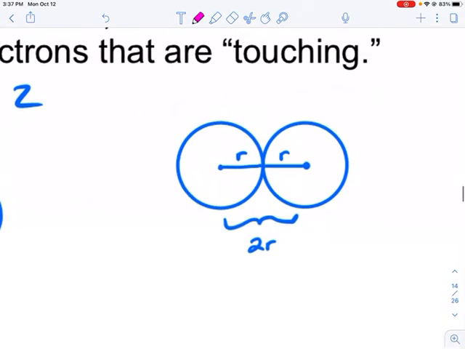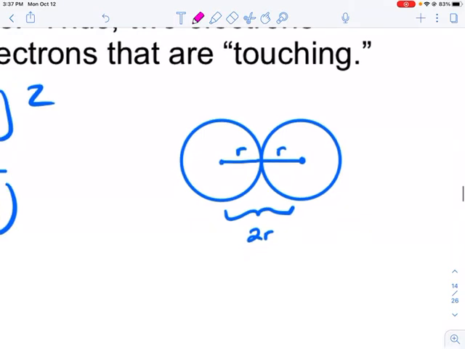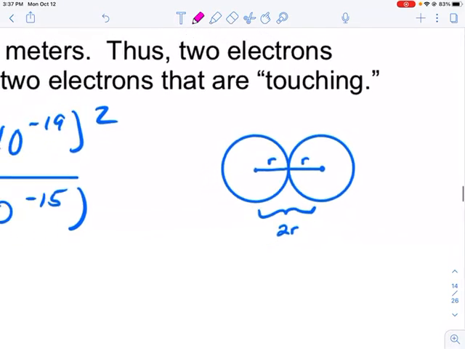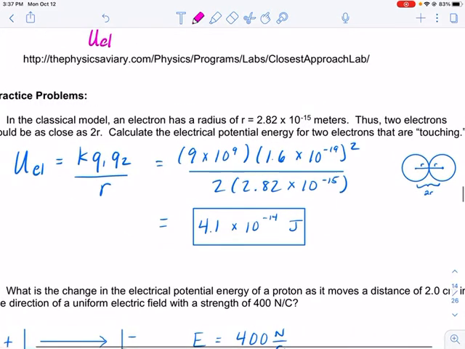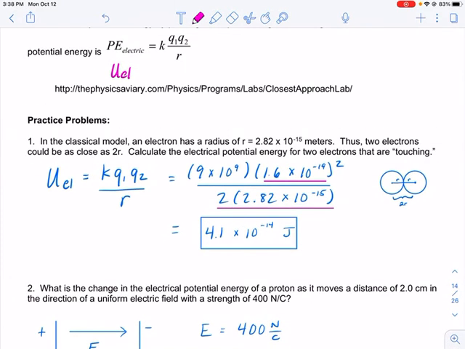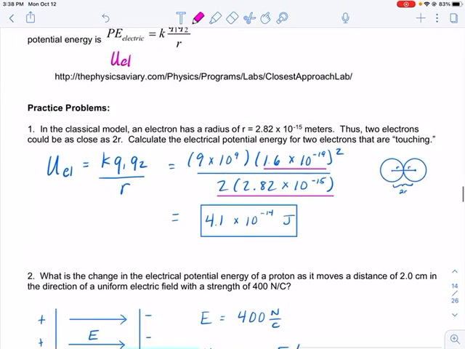So here I've drawn a picture of 2 electrons right next to each other, and you can see the centers of them and their radii, and the distance between the centers is 2R. So to calculate the electric potential energy, I'm going to use the formula, plug in K, the charge on an electron, which is 1.6 times 10 to the negative 19th, and square it, because there's 2 of them. And then the distance is going to be twice the radius of an electron. And when I solve that, I get 4.1 times 10 to the negative 14th joules.